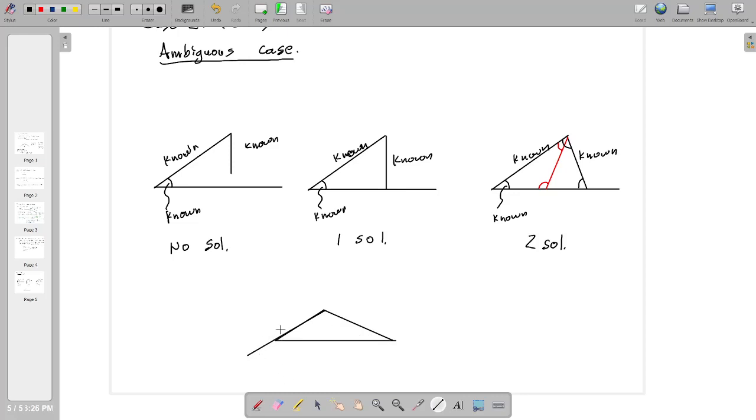So it's not possible to have a second triangle when this leg is longer than this leg, or the given knowns that we had, which would be this angle, this side, and this side. So this is still a one solution case. Now the two solution case is tricky. So we'll get to this. We'll do one of each. A no solution, one solution, and a two solution.